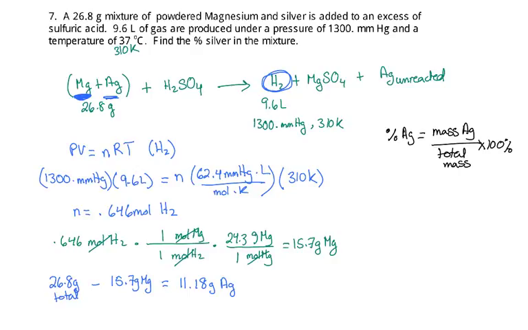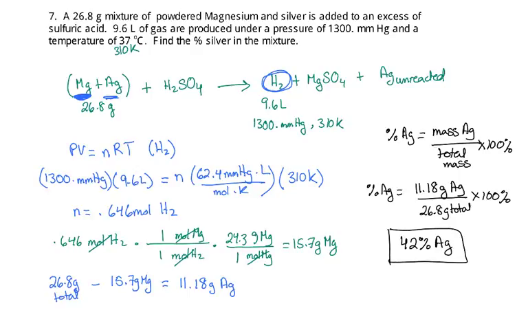So that's going to be equal to 11.18 grams of silver over 26.8 grams total times 100%. And if you solve for that, that's going to be 42% silver with the correct number of significant figures. That is a really good question.